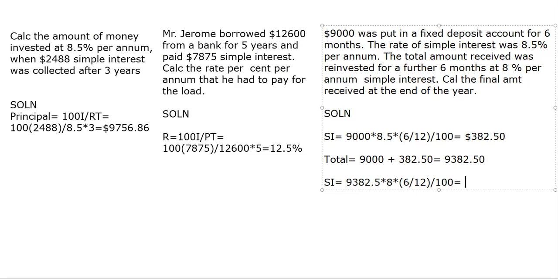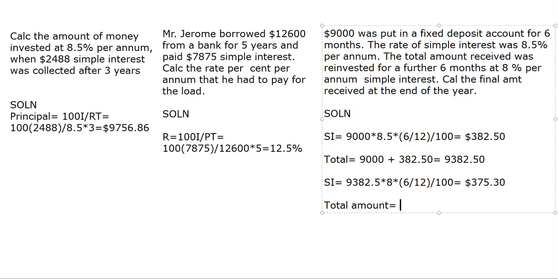So why did we get less? Because our rate went down. It was 8.5, and now it's 8. All right, so it's less. 375.30. So what is the total amount after the period?